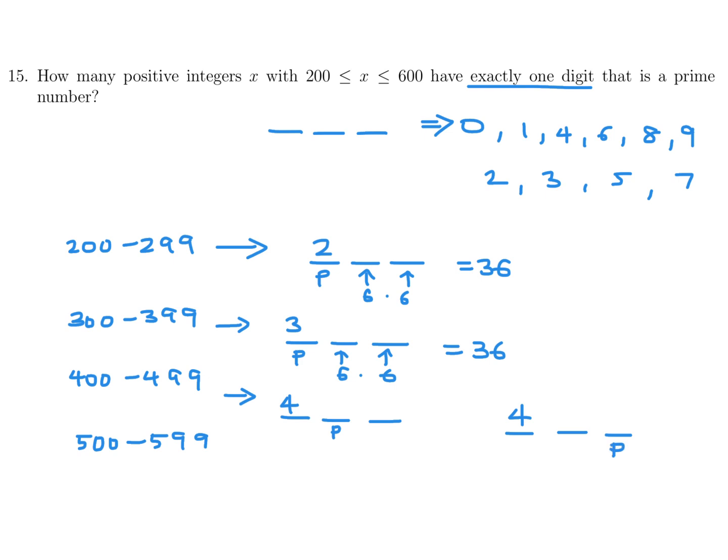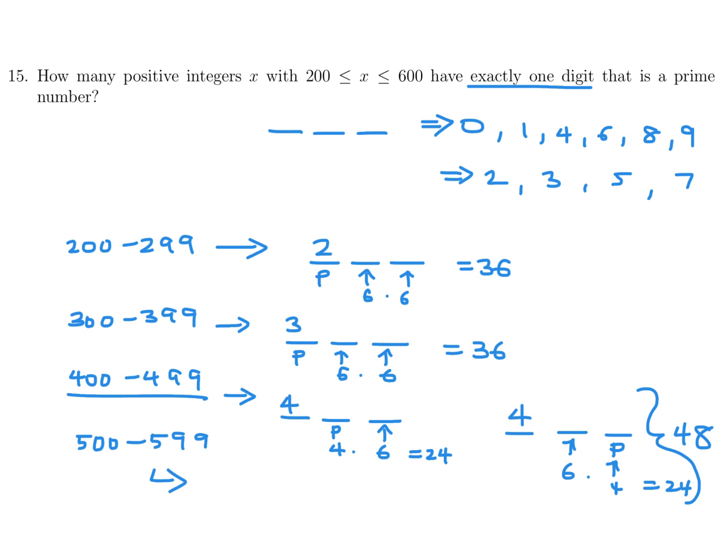If the second one is a prime, we've got to choose from that group, and there's 4. And then for this guy, it has to be a non-prime, so 6. So 4 times 6 is 24. And then same kind of thing here. If that is a prime, we've got 4 choices there, and we have 6 choices here, so 24. So 24 plus 24. So this is 48 for that range.